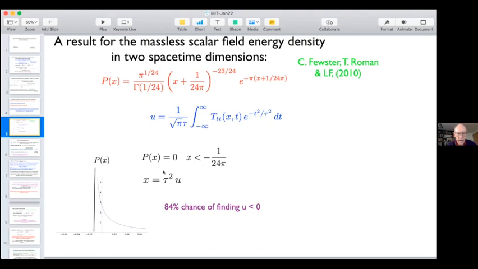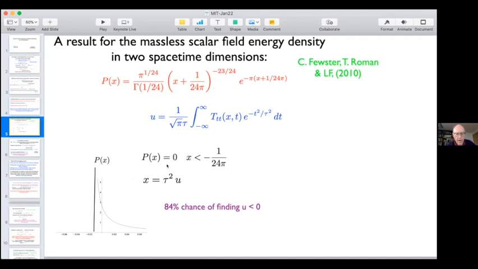And then in two dimensions, energy density, if h bar and c are equal to one, has dimensions of inverse length or inverse time squared. So x here is a dimensionless variable, and the probability distribution is given as a function of that variable. So on the positive side, it falls off as an exponential. So the probability of finding a very large energy density decreases exponentially.